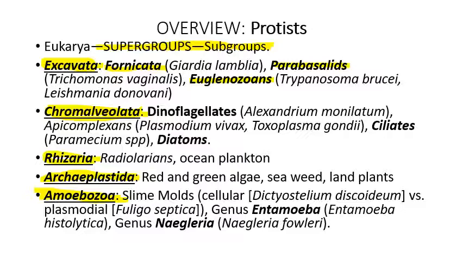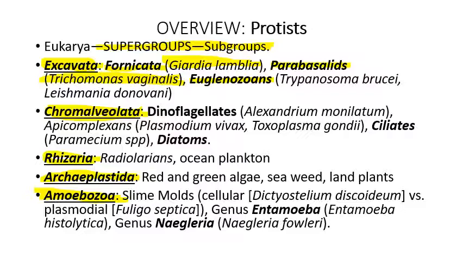Okay, so the example of the Fornicata that we're going to learn is Giardia lamblia. You've already heard that name. The individual member of the Parabasalids subgroup that we're going to learn about is Trichomonas vaginalis, which causes a sexually transmitted disease.